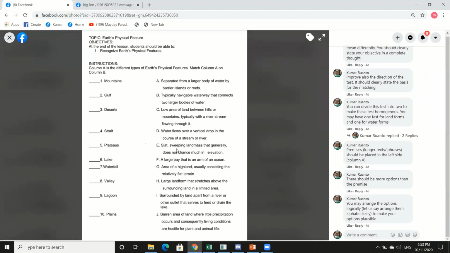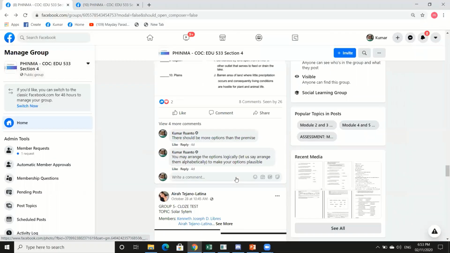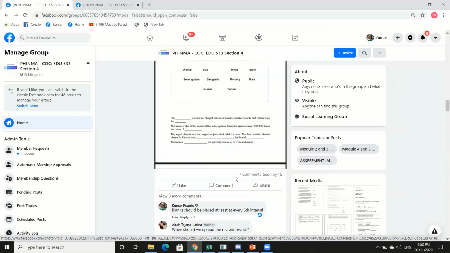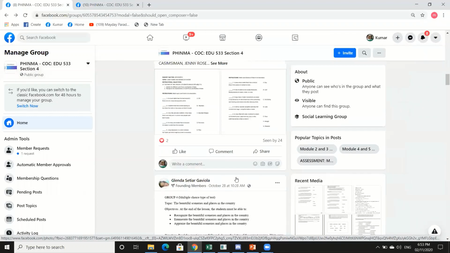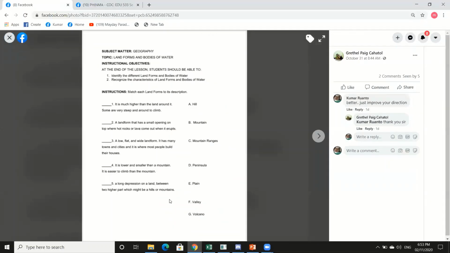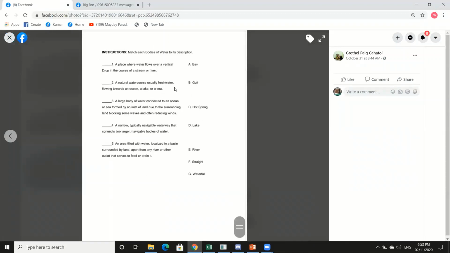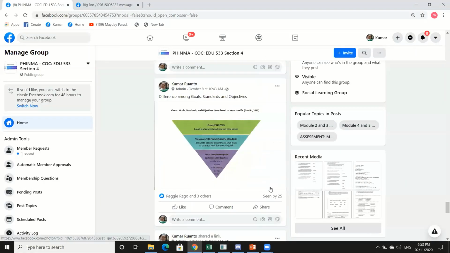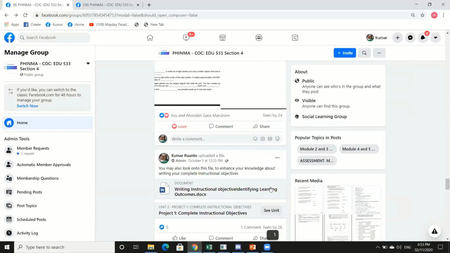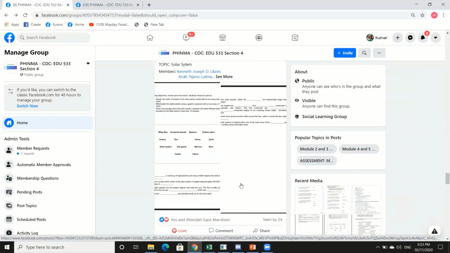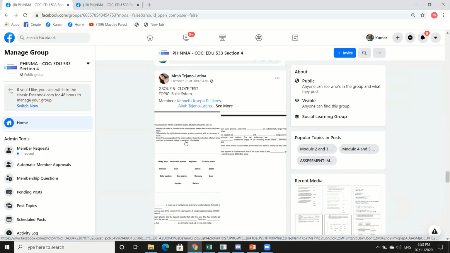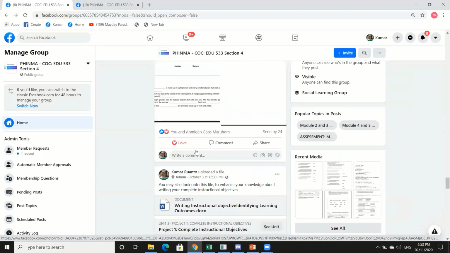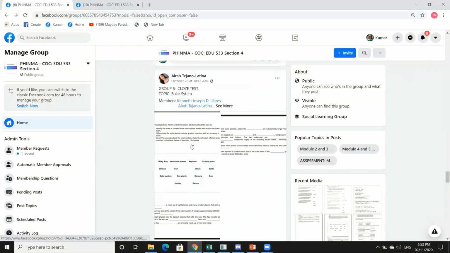I guess this group corrected this one. The corrected test item is on top. It's here. This is a very good test item, only that their direction is missing. And the waterforms. Okay, I am finished with this one.